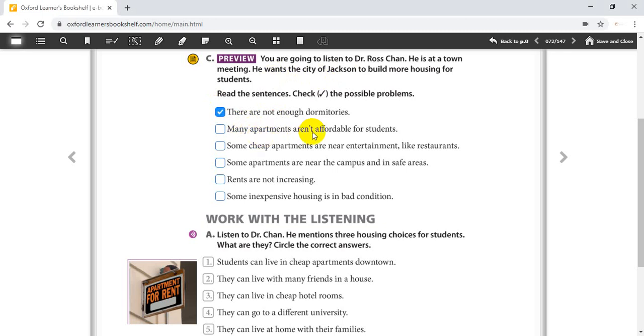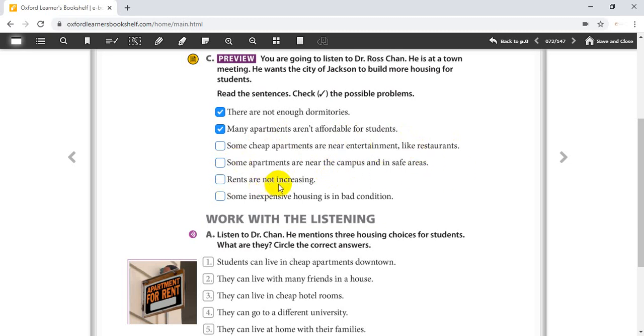Many apartments aren't affordable for students. Yes, because if they are very expensive, the students are not able to live there. So they want to build housing for students. Some cheap apartments are near entertainment, like restaurants. Do you think it's a problem? No. Some apartments are near the campus and in safe areas. Do you think it's a problem?